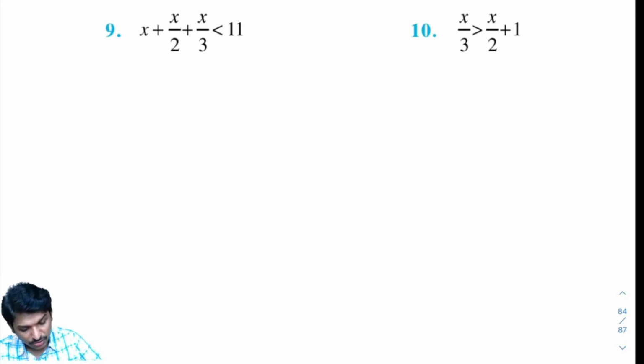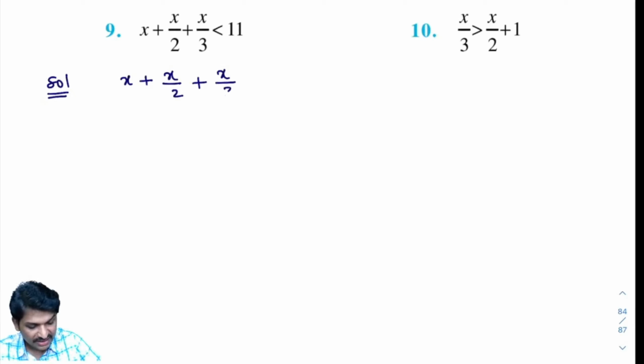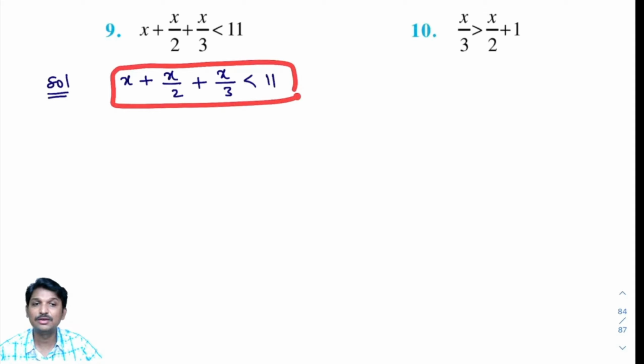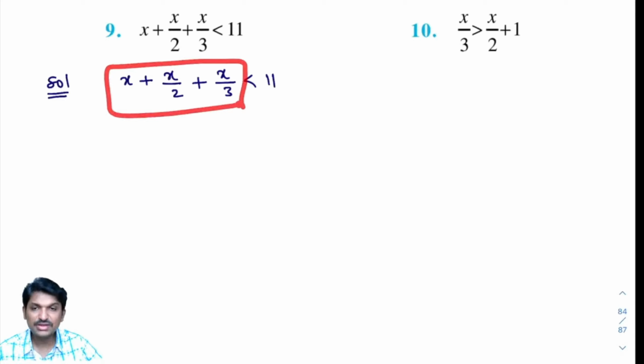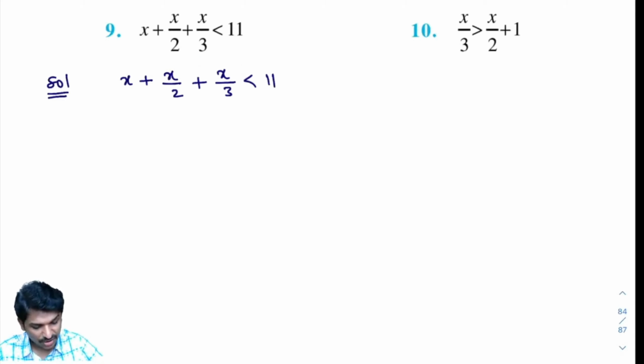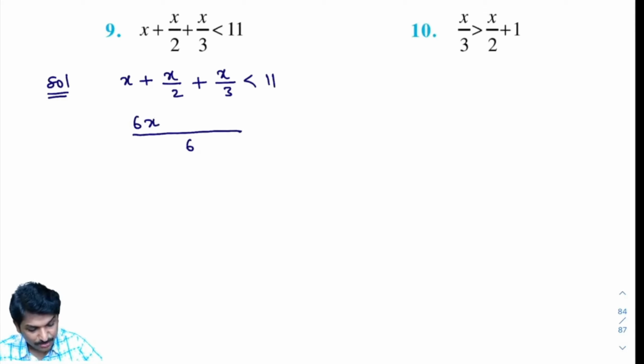So, how to solve this 9th question? First thing, what is given? x plus x by 2 plus x by 3 is less than 11. Generally, we'll try to write all x terms on one side, remaining on the other side. Here already all x terms are on one side only. You just simplify this. What is the LCM you will get? 6 is the LCM. In the numerator you will get 6x, plus 3x, plus 2x.